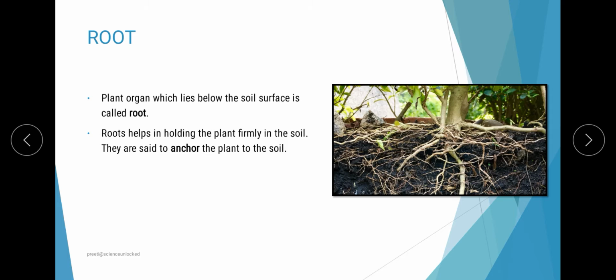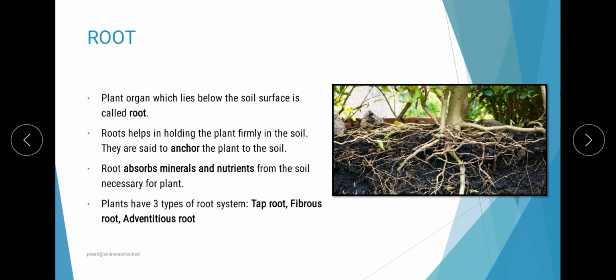Whenever we talk about its function, the very basic function that comes to our mind is the absorption of minerals, nutrients as well as water from the soil. So whichever amount of water we are watering into the soil or into the plant will be absorbed by the roots only. The next aspect is the categorization of roots, which has three categories: taproot, fibrous root and adventitious roots.